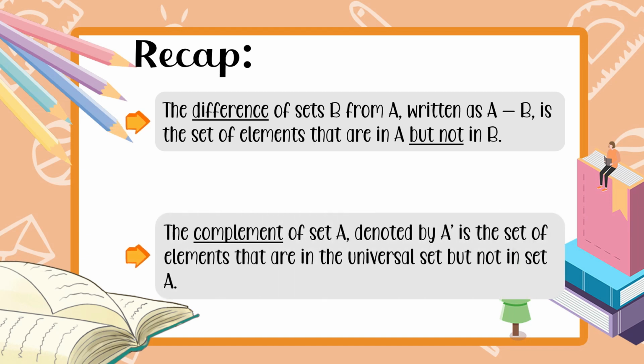And lastly, we have the complement. The complement of set A, denoted by A prime, is the set of elements that are in the universal set but not in set A.